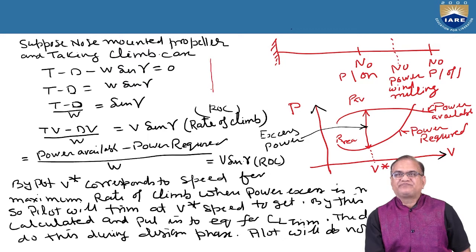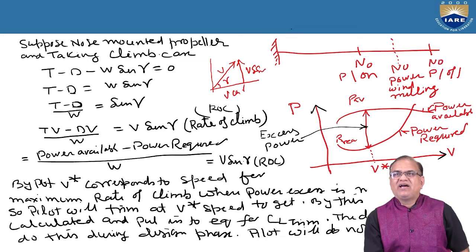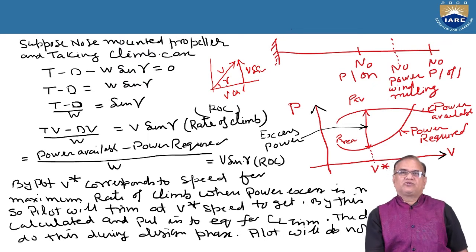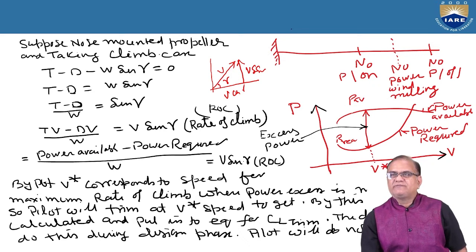If you see here, this is the velocity V and this is the gamma. So the upward component is V sine gamma, and this is V cos gamma. This V sine gamma is known as the rate of climb. Per unit time, it is how much it is moving upward. So here TV is the power available. You can see the plot here: PV, this is the power available and this is the power required.